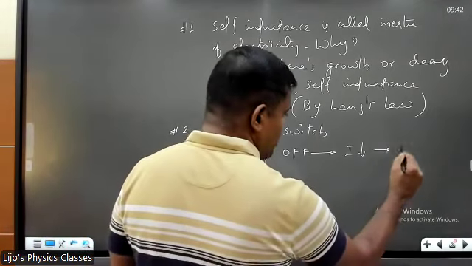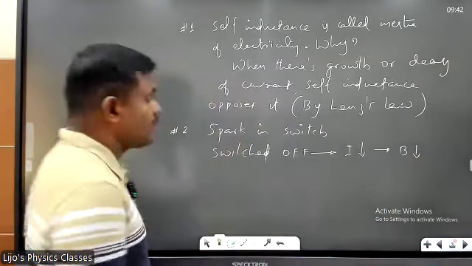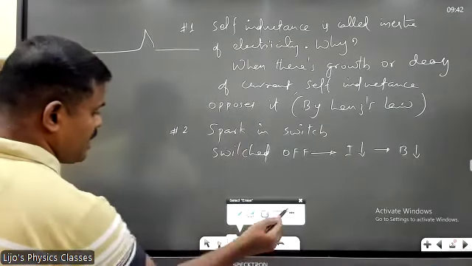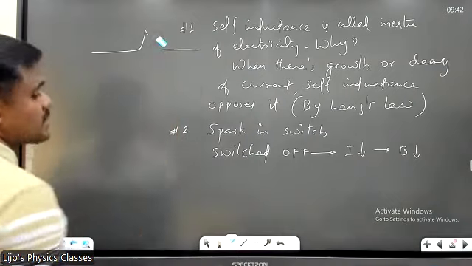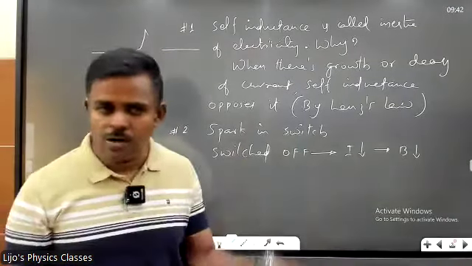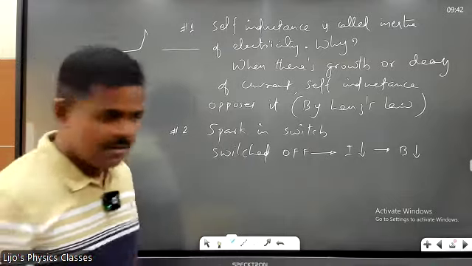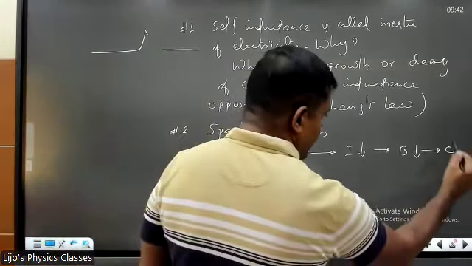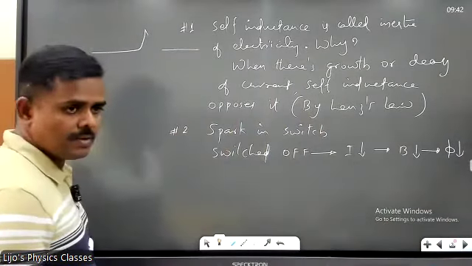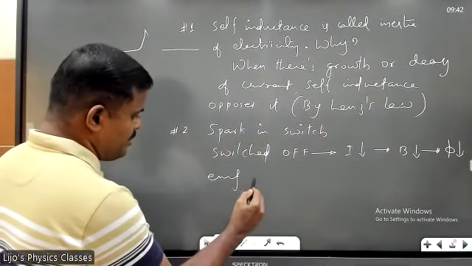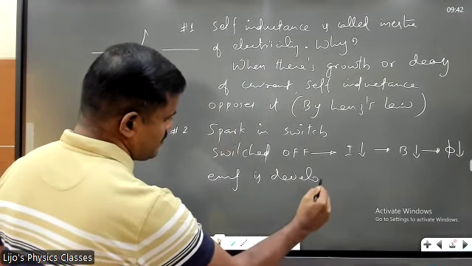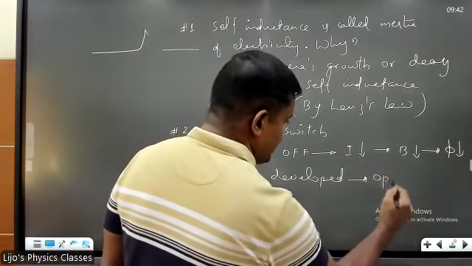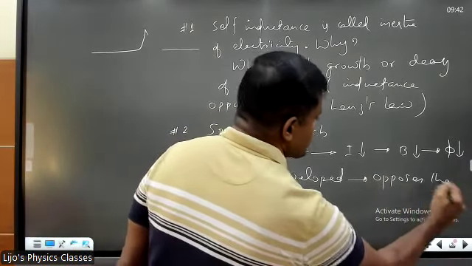Current decreases means what? Field decreases. Because when you switch a circuit off, you are breaking it. Look at that, you are breaking it. Look at this, you are breaking this. All right, the path is broken. Current is dropping, right? So current decreases, field decreases, flux decreases, EMF is developed. Correct. EMF is developed. That EMF opposes the cause.